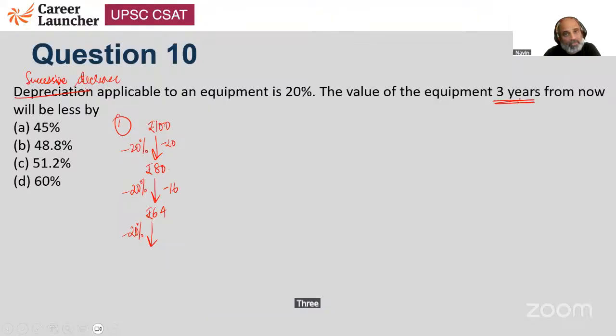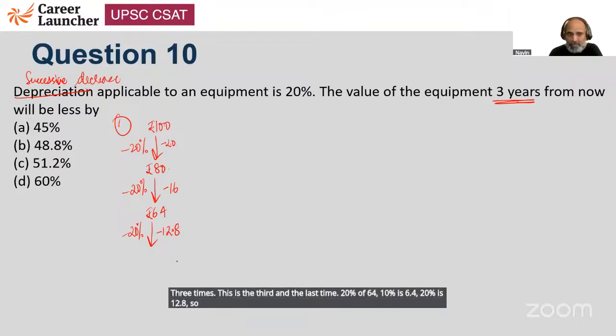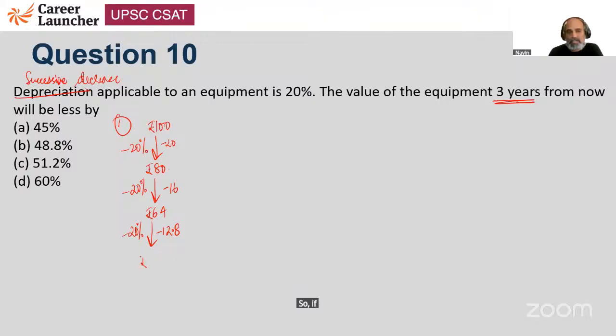3 times. This is the third and the last time. 20% of 64: 10% is 6.4, 20% is 12.8. So there will be a decrease of 12.8. If I subtract this, it gives me 51.2.